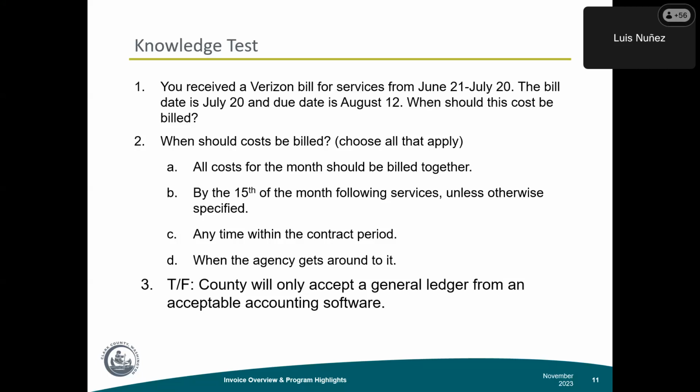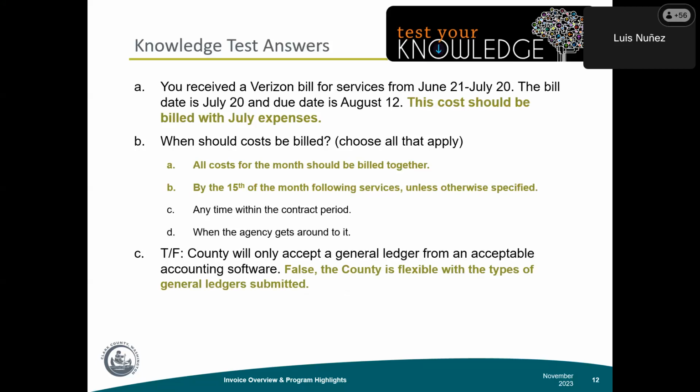All right, Kayla. All right, for the first question, this cost should be billed with July expenses because the service ended in July. You're supposed to bill things when the services are rendered. For the second question, A and B are the correct answer. So all costs for the month should be billed together, and they should be billed by the 15th of the month following services unless otherwise specified. And for the last question, this is false. The county is pretty flexible with the types of general ledgers submitted.